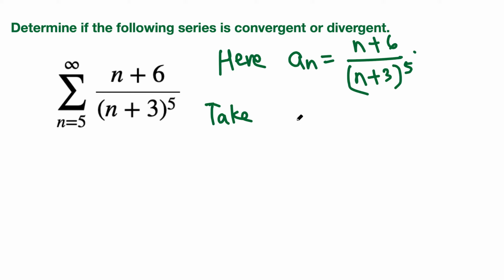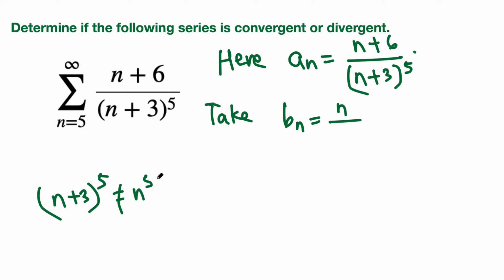So take b_n equals, since we have a fraction, we always take the leading terms, n plus 6. For big n, plus 6 doesn't matter, when n is like say 1 trillion or something, plus 6 doesn't count, so n. On the bottom, (n plus 3) raised to 5. In fact, if we multiply (n plus 3) raised to 5, we are supposed to multiply 5 times. This is not simply n to the 5 plus 3 to the 5. That's not true.